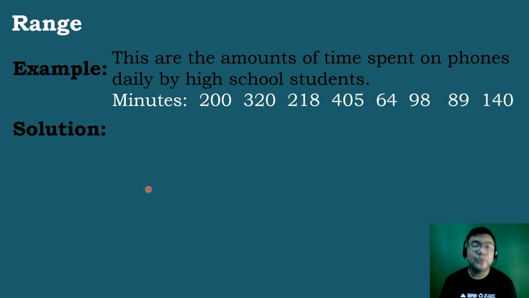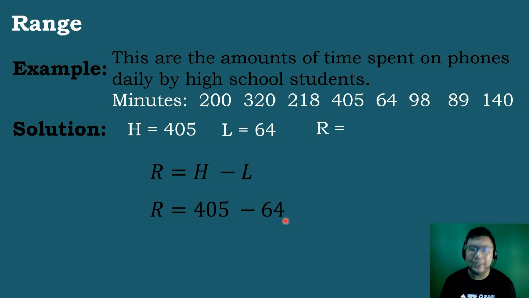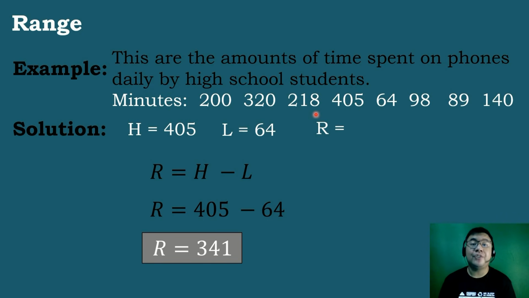So the first thing we need to do is to identify the given. Which one is the highest value and which one is the lowest value? Obviously the highest value is equal to 405 and the lowest value is equal to 64. After that, we will use the formula in computing the value of the range. R = H - L. We will just subtract the lowest value from the highest value. So we have 405 minus 64, which is equal to 341. The range of your data is 341 minutes.